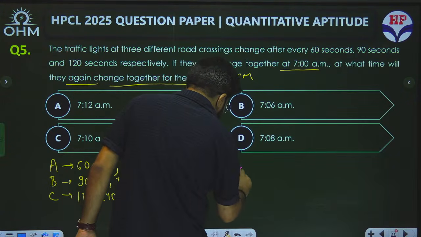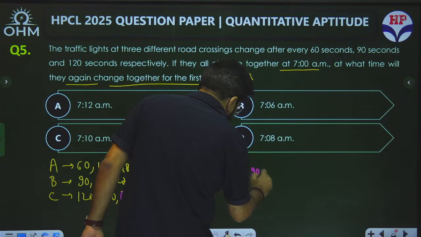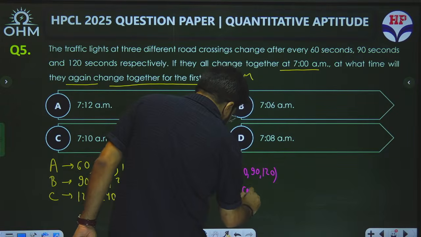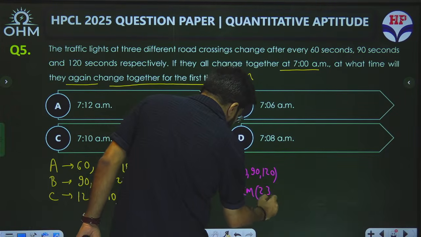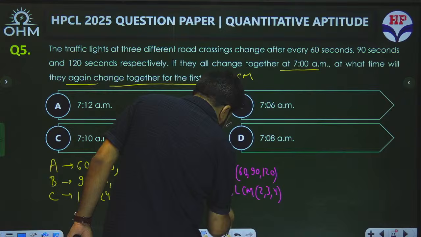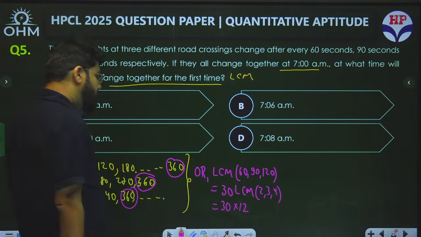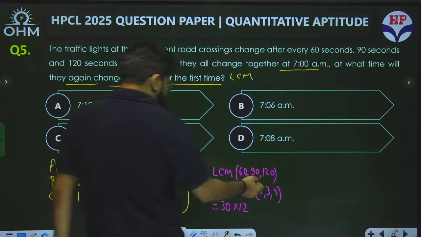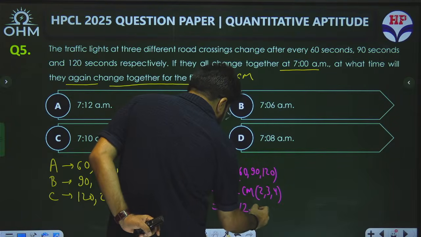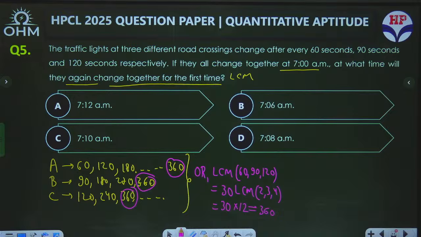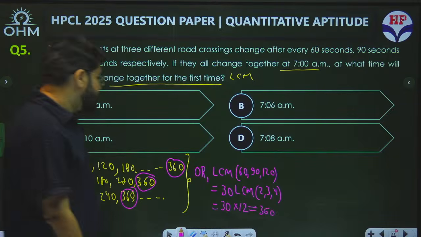What is the LCM of the numbers 60, 90 and 120? Out of which 30 is common. So if you take 30 outside, then you are left with 2, 3, 4. LCM of 2, 3, 4 is going to be how much? 12. Correct? 12 is the common multiple of all. 30 into 12, 360. That's what I have shown you by the numbers also here. So they will again change together at 360 seconds.